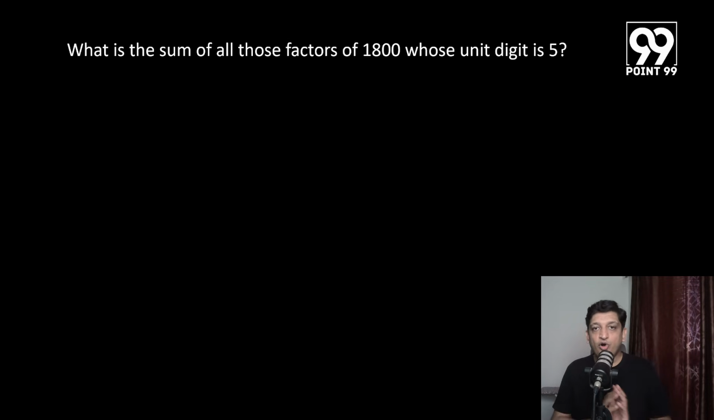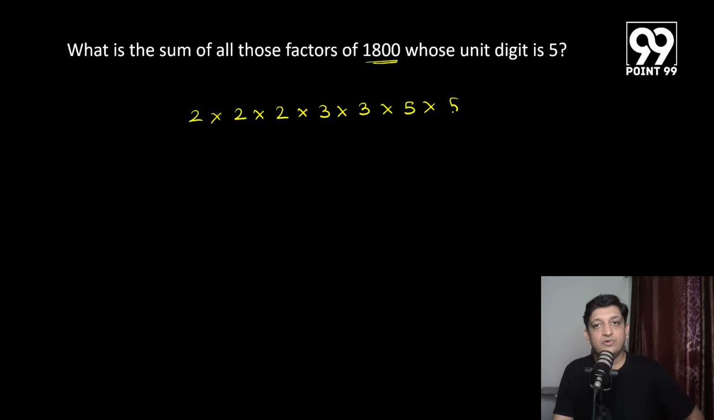What is the sum of all those factors of 1800 whose unit digit is 5? Now, if you don't know the sum of the factors formula, even then you will be able to do this. So let's first factorize 1800 and write it in a simplistic manner. Now, what is 1800? You can say that 1800 is going to be 2 into 900. 900 is 2 into 450, which is 2 into 225, which is 3 into 75, which is 3 into 25, which is 5 into 5.